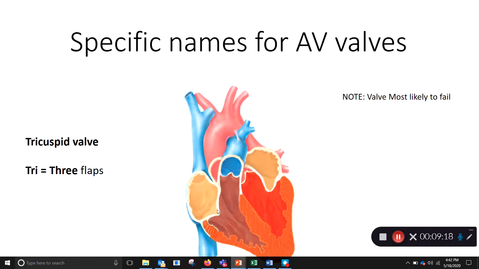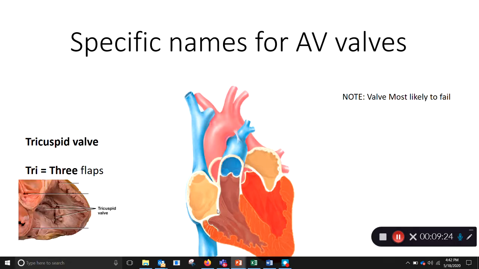The atrioventricular valve on the right is called the tricuspid valve, because it has the 3 flappy things. 1, 2, 3. 3 flaps. Tricuspid. The one on the left is called the bicuspid valve. Bi means 2. Another name for the bicuspid valve is the mitral valve.